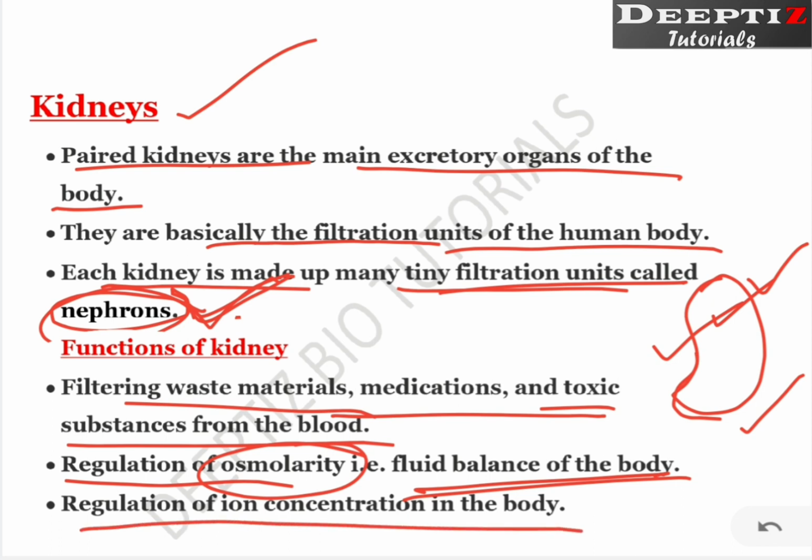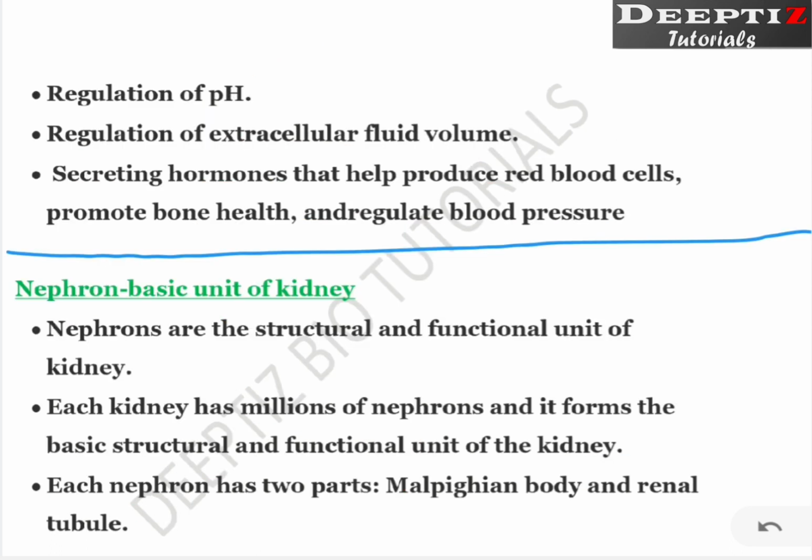Now regulation of the ion concentration in the body is also related to this osmoregulation. Regulation of pH, then regulation of extracellular fluid volume. We have some other fluid also in our body. Whatever fluid is there in your body is maintained only because of the function performed by the kidney. The kidney decides how much needs to be removed from the body to maintain the fluid volume.